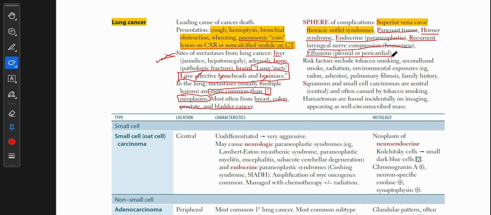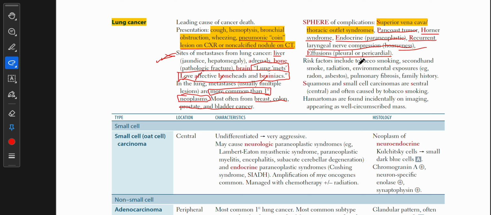So in a case of lung cancer, there is a SPHERE of complications: S for superior vena cava syndrome or thoracic outlet syndrome, P for Pancoast tumor, H for Horner syndrome, E for endocrine abnormality or paraneoplastic syndrome, and then R for recurrent laryngeal nerve compression that leads to hoarseness, and E for effusions.